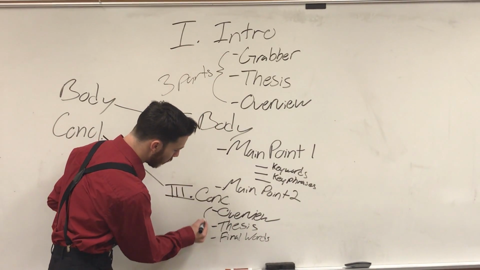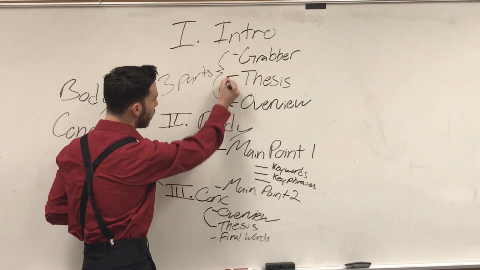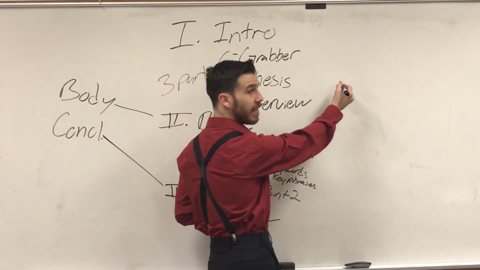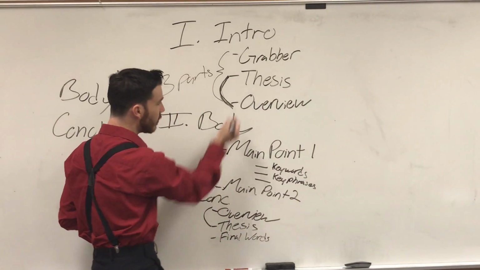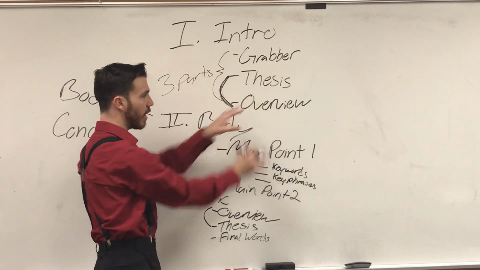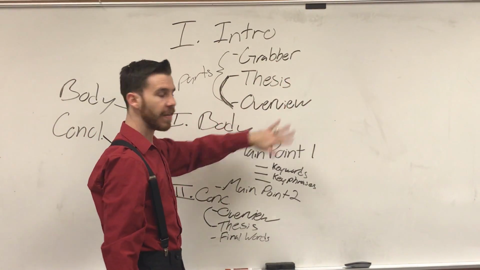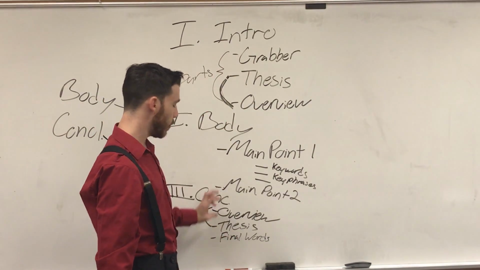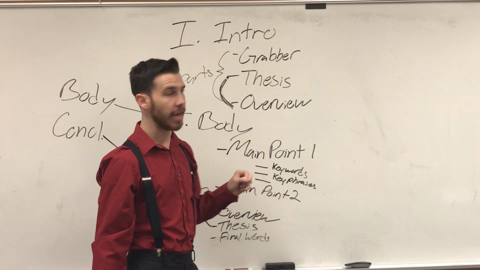Realize that these two, here and here, normally go really well together. They can go within one sentence. You can say, today we're going to be talking about this, and we're going to be covering this. So these two are really interchangeable, okay? And you can actually go grabber, overview, then thesis, or thesis, overview, final words, okay? Realize that those are interchangeable because they go side by side, but they're both needed, okay?